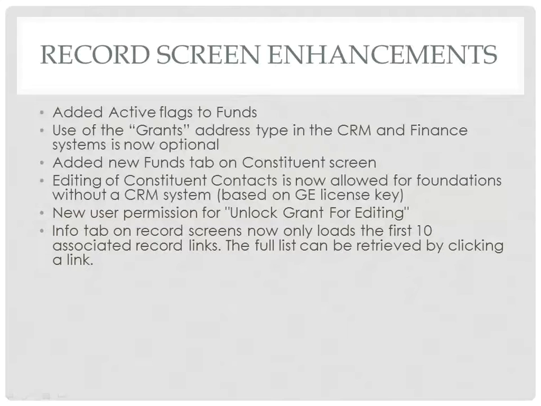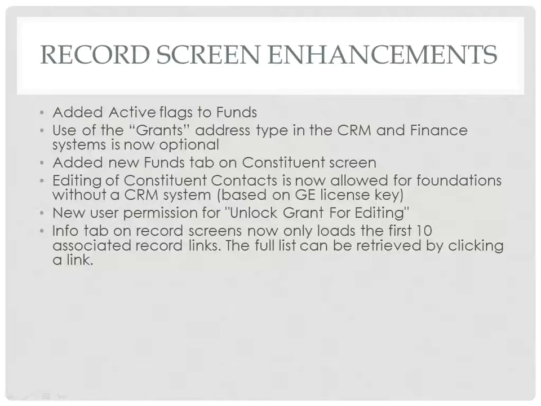The info tab on the record screens was causing a lot of problems with performance. The info tab has a list of associated records. So you pull up a grant record, for example, and you can see the fund, you can see the constituent, you can see the web application, et cetera. So you can see all the associated records.